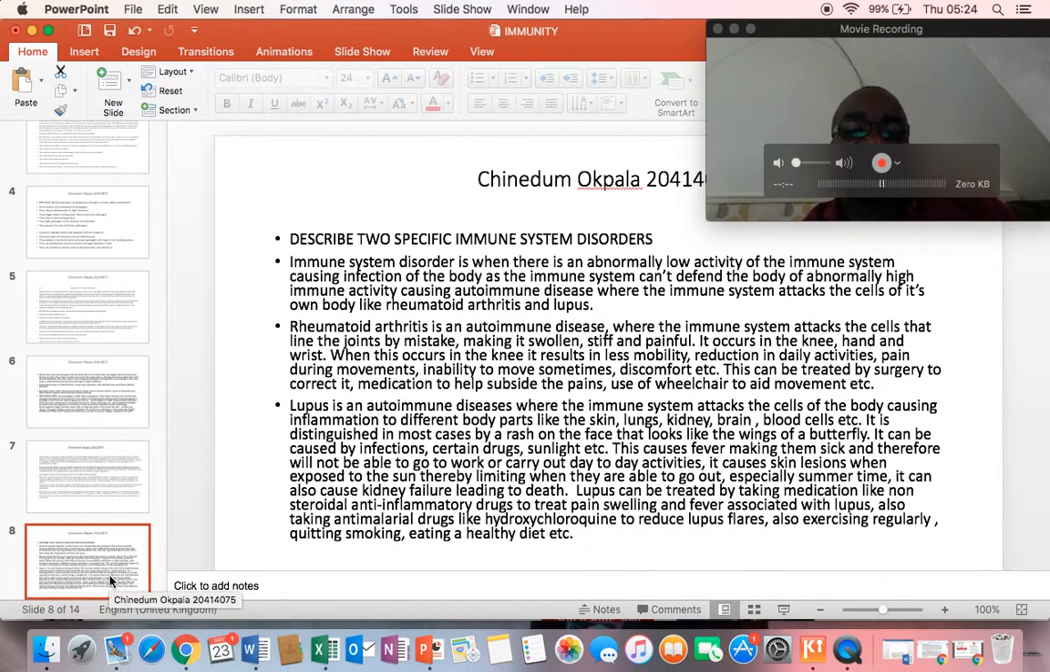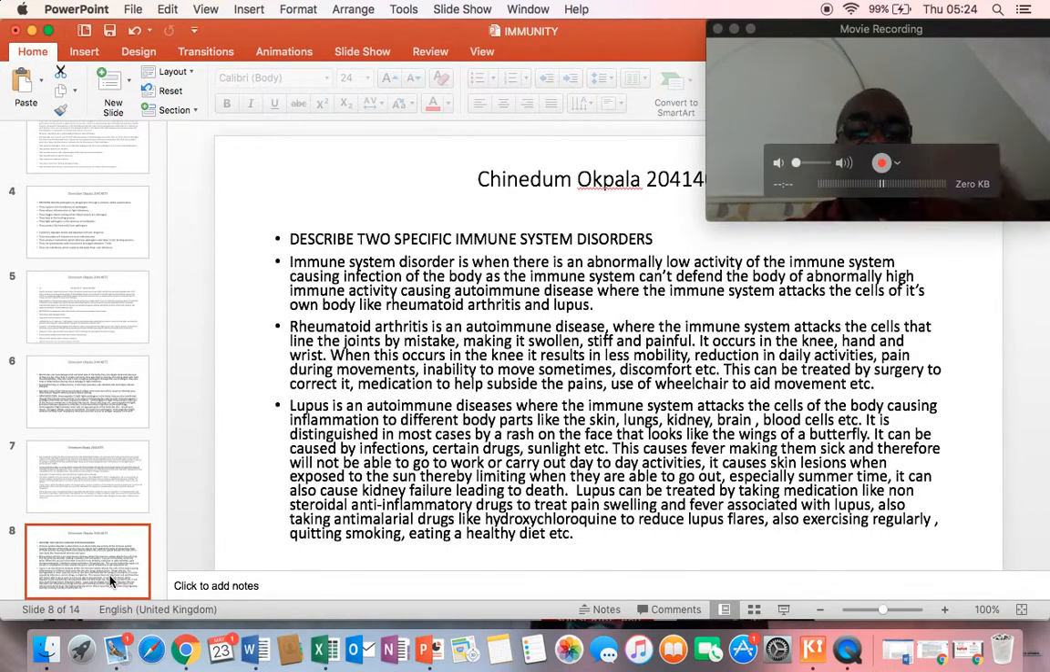Describing two specific immune system disorders. Immune system disorder is when there is abnormally low activity of the immune system, causing infection of the body as the immune system can't defend the body, or abnormally high immune activity causing autoimmune disease, where the immune system attacks the cells of its own body, like rheumatoid arthritis or lupus.